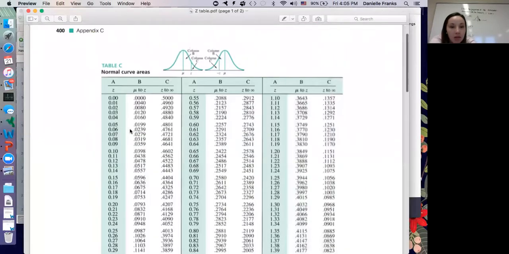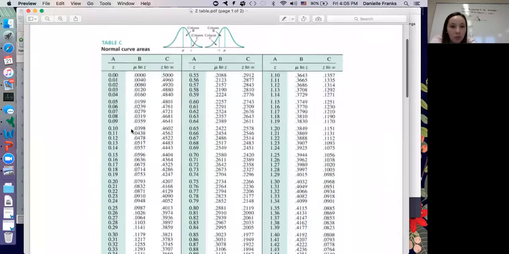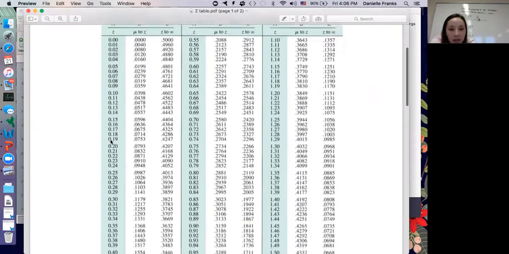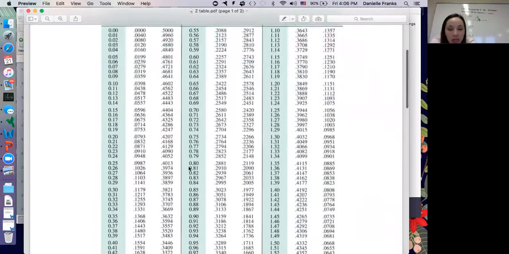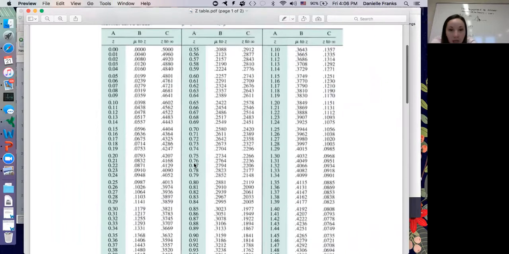Okay, so the z-score that we're interested in here, we look here for our column A for our z-scores. Here we find, it continues here for 0.80. This is the z-score that we're interested in, 0.80. And again, we're interested in our z to infinity column, column C. So here's our z-score. We travel over to find our probability, and in this case, it's 0.2119. So 0.2119 is our answer there.